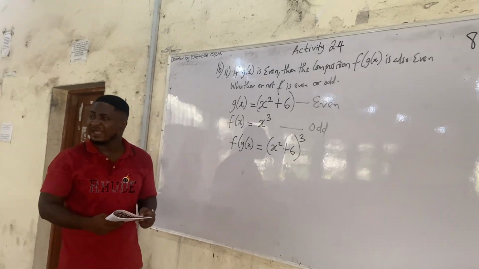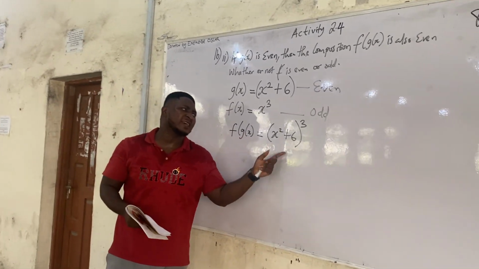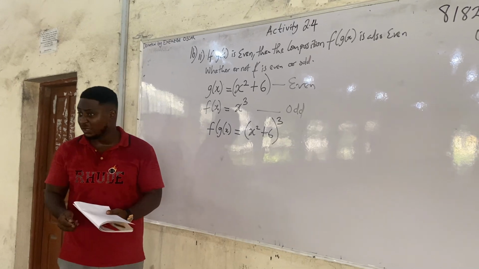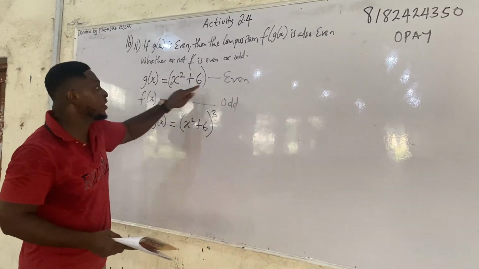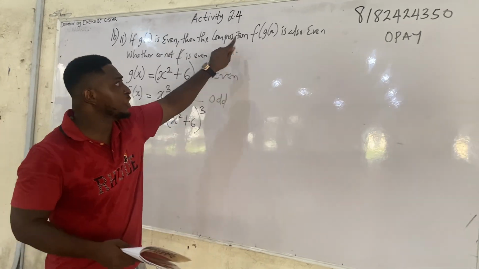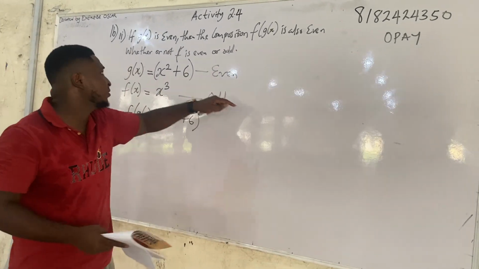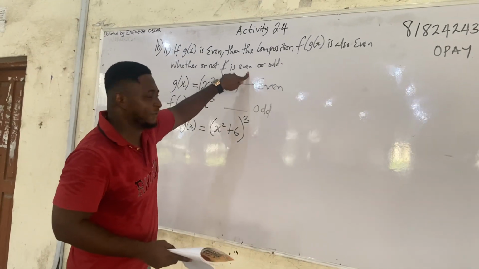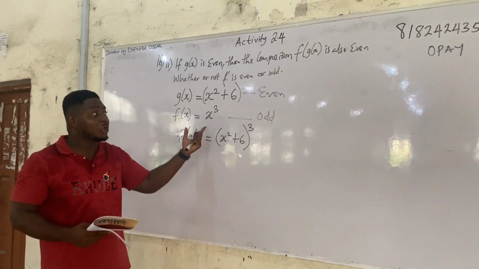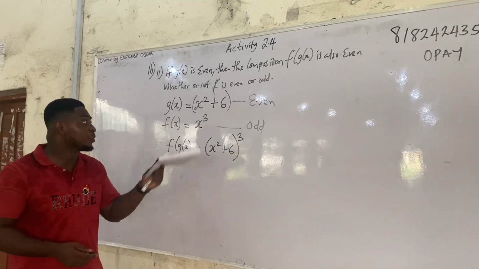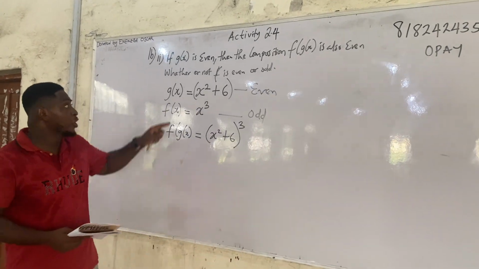What we need to find out now is, is this f of g of x even, as we have gotten here? Because it said prove that if g of x is even, yes, g of x is even, then the composition f of g of x is also even, whether or not f is even or odd. So f can be even or odd. So I chose f to be odd. But your g must be even.